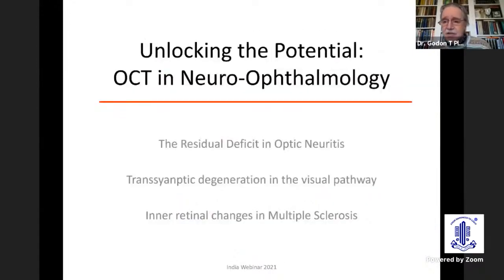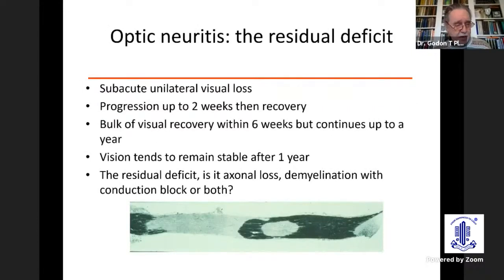The 3 things that I've been involved with are the residual deficit in optic neuritis, transsynaptic degeneration, and intraretinal changes in multiple sclerosis. We've been hearing about optic neuritis, and one of the debates that I grew up with was whether the primary deficit in MS is due to demyelination or due to axonal loss. Here's an entire optic nerve from the back of the eye to the chiasm, stained for myelin in a patient who died with multiple sclerosis. Vision wasn't too bad in life, and you can see that extensive demyelination.